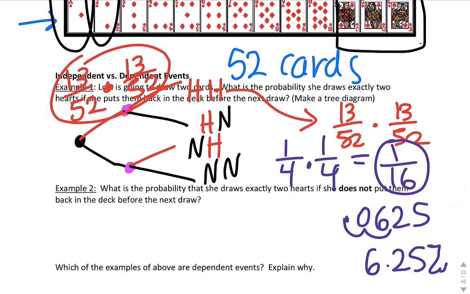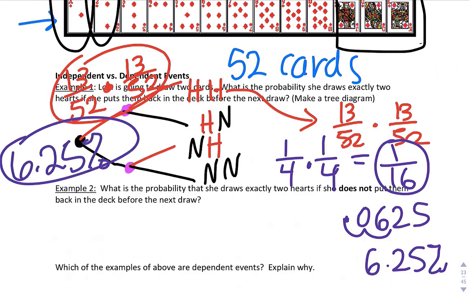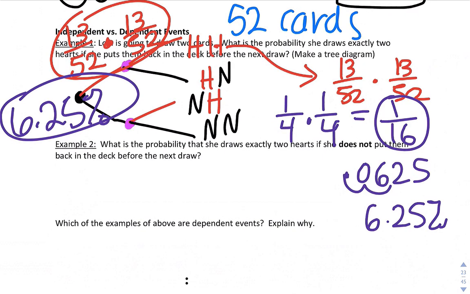So if you draw a card and put it back, then draw another card, the probability that it's two hearts is 6.25%. What is the probability that she draws exactly two hearts if she does not put them back in the deck before the next draw?